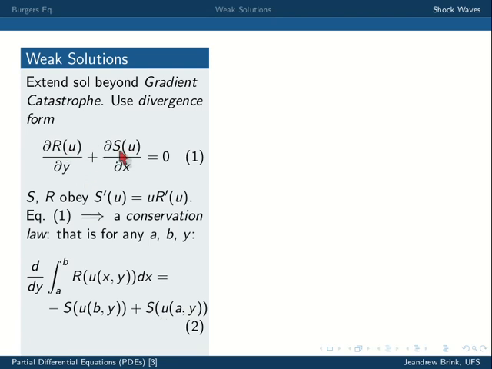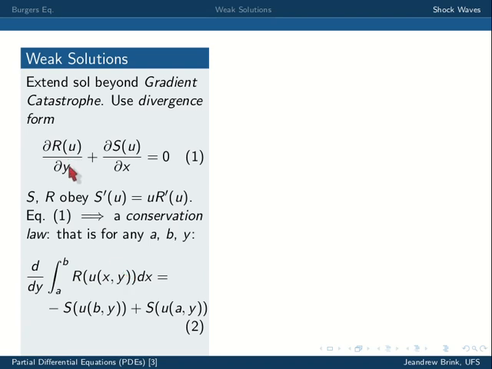Let's have a look at it. Look at this equation and integrate it from a to b. Then you can do exactly the same trick that we did in the previous slide. If you integrate this from a to b, and you assume that r of u is finite, you can take d/dy outside. So you're left with d/dy of the integral from a to b of r. You're happy with this side now.